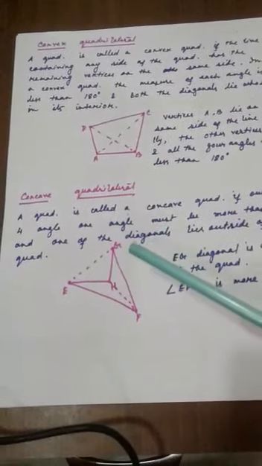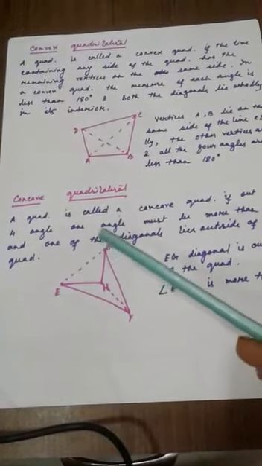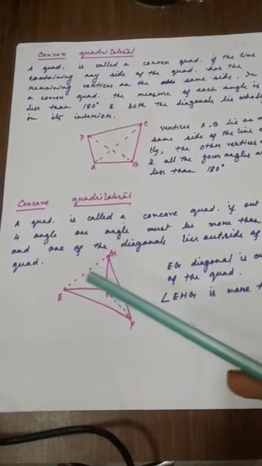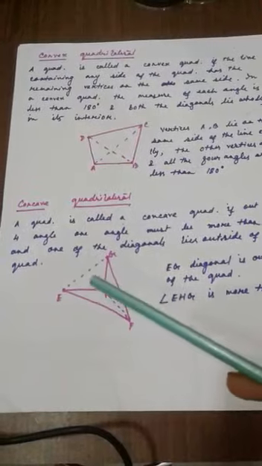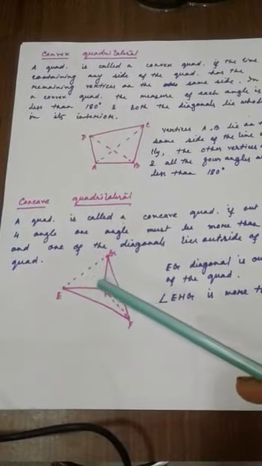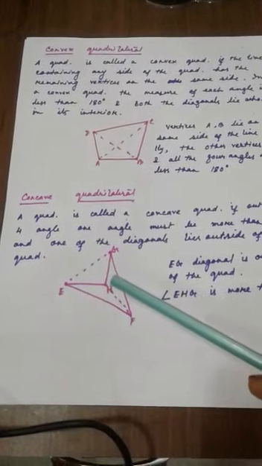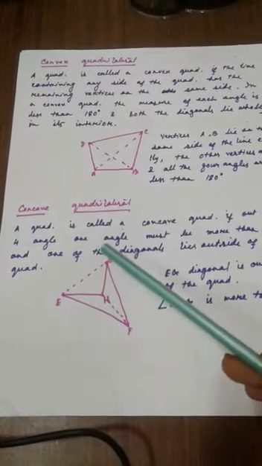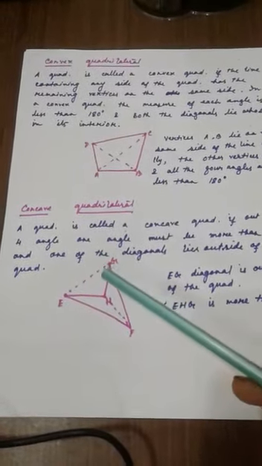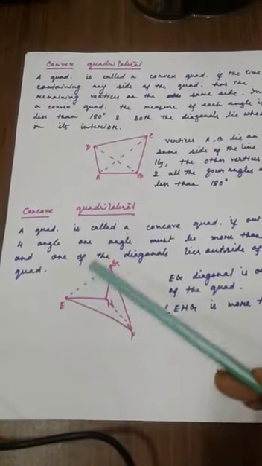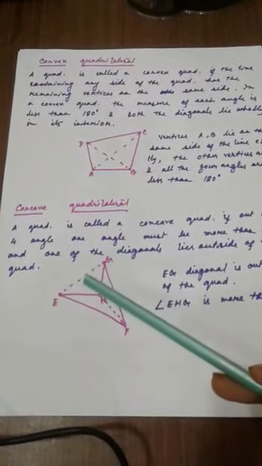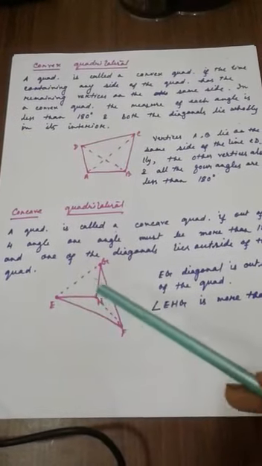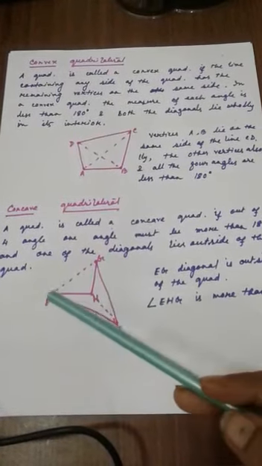Next is the concave quadrilateral. In a concave quadrilateral, one angle out of the four angles must be more than 180 degrees, and out of the two diagonals, one diagonal will lie outside of the quadrilateral. Got it? So, this angle is more than 180 degrees.